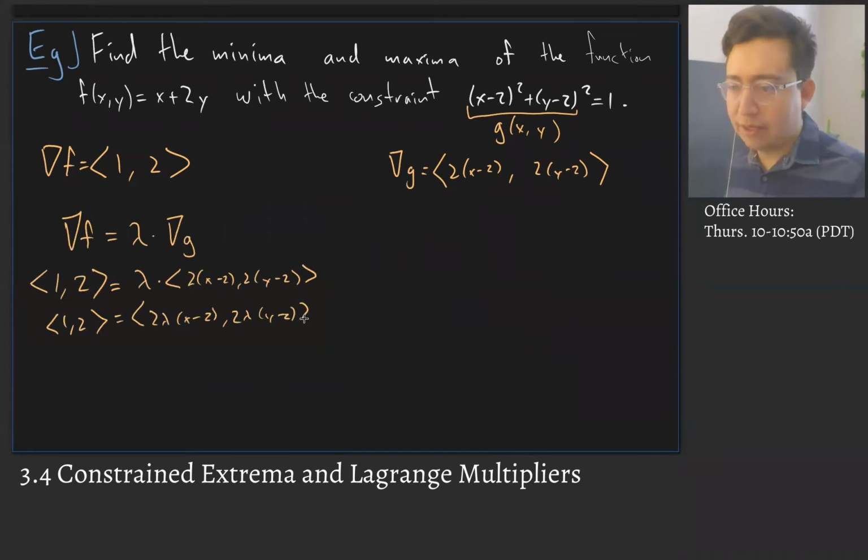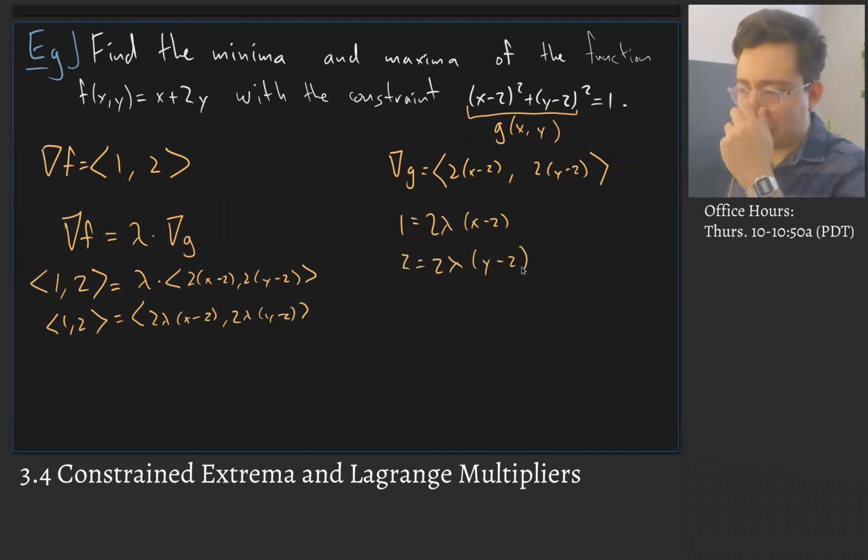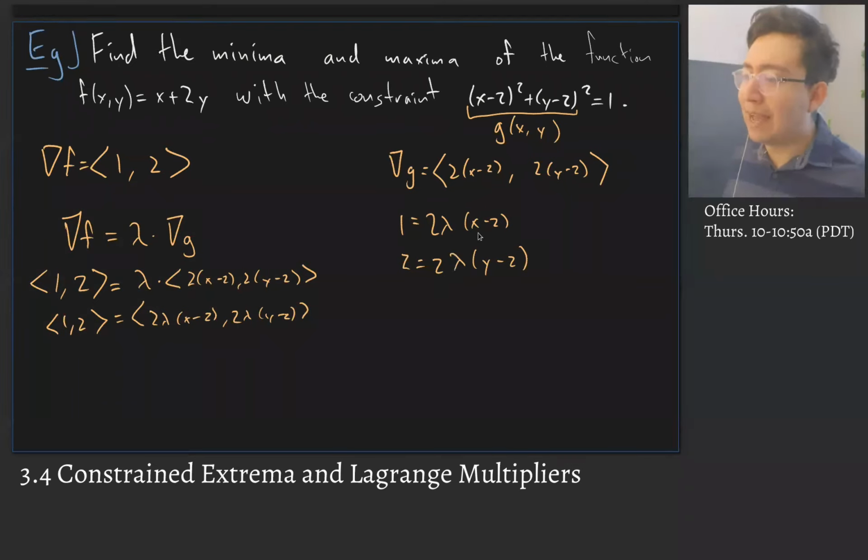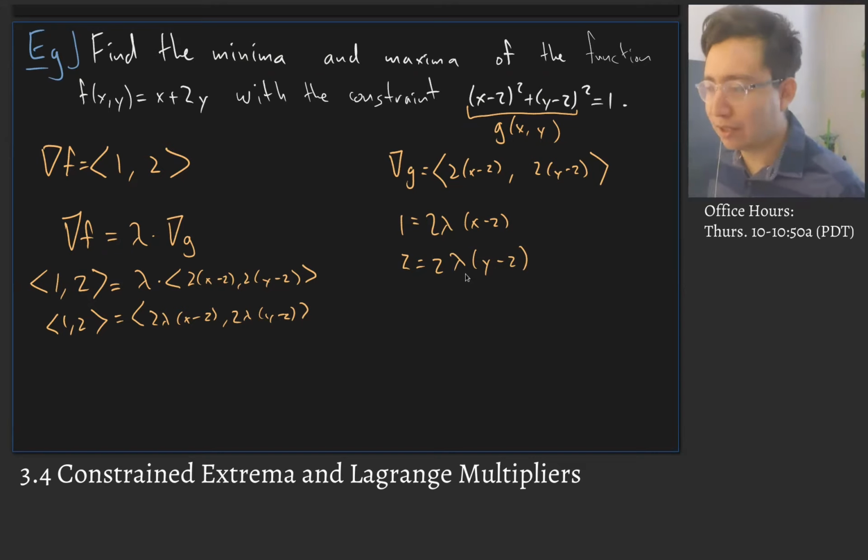It's an equation of vectors, but we could just turn it into a system of equations. So we get 1 equals 2 lambda times x minus 2, and then 2 equals 2 lambda times y minus 2. What we really care about is finding x and y that satisfy this equation. But this is two equations and there are three unknowns: there's lambda, and there's x and there's y.